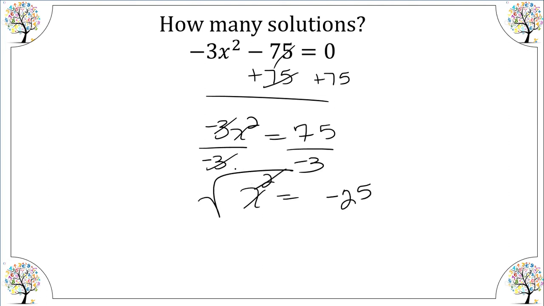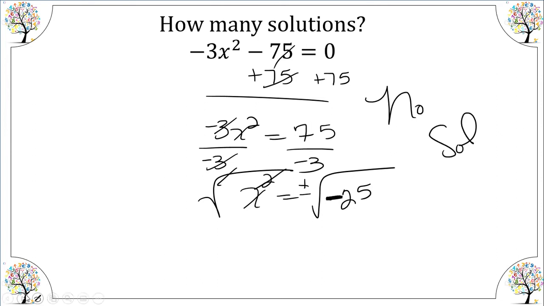When we take the square root of both sides, we notice that we're taking the square root of a negative, and we cannot do that. So we're going to say there is no solution to this equation.